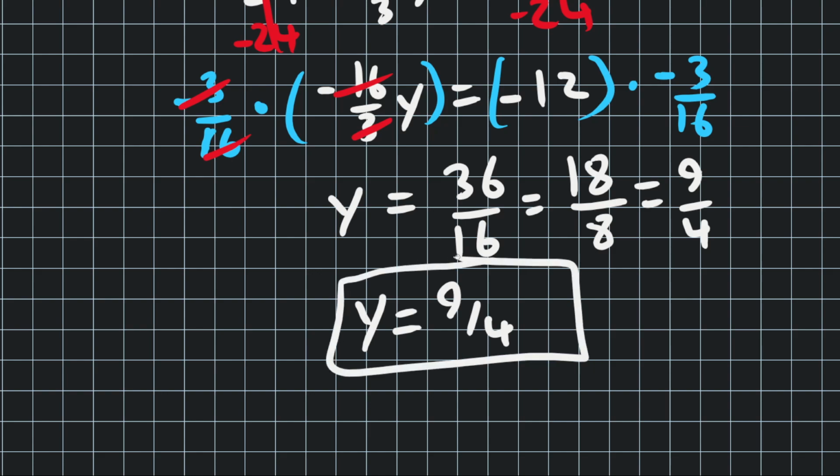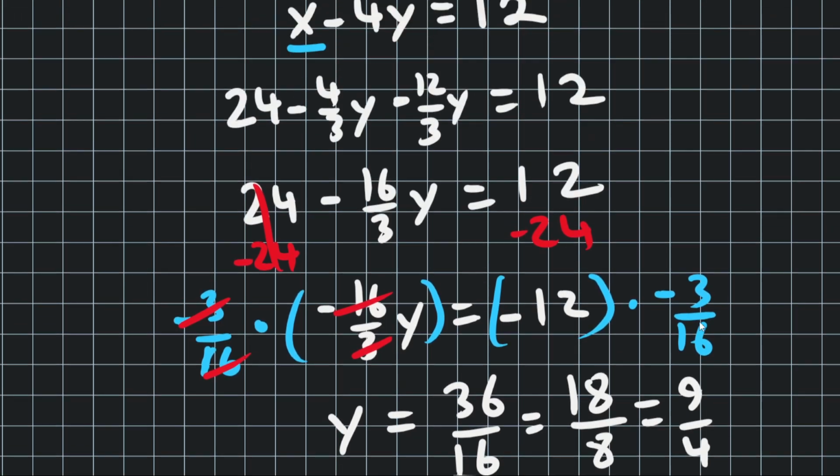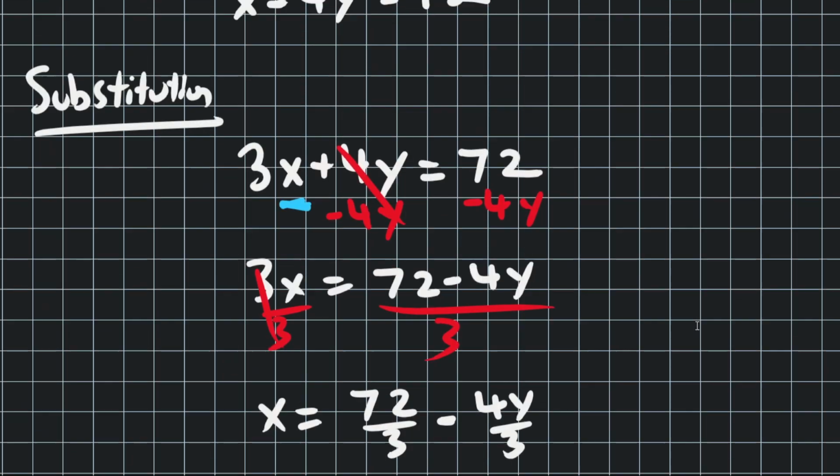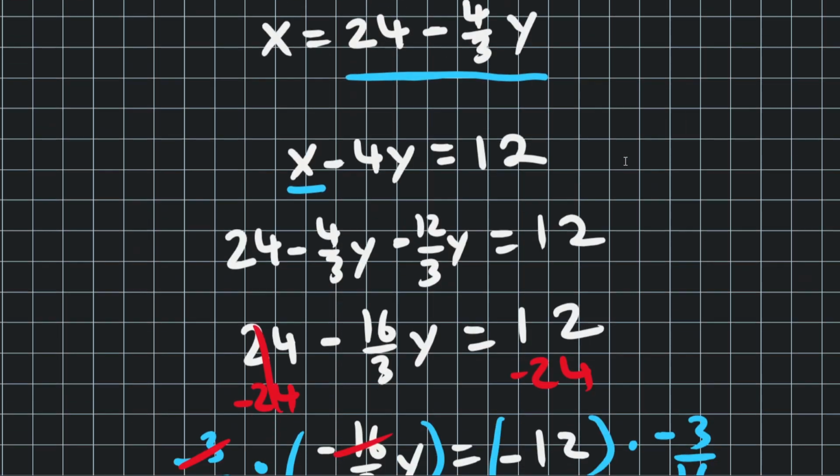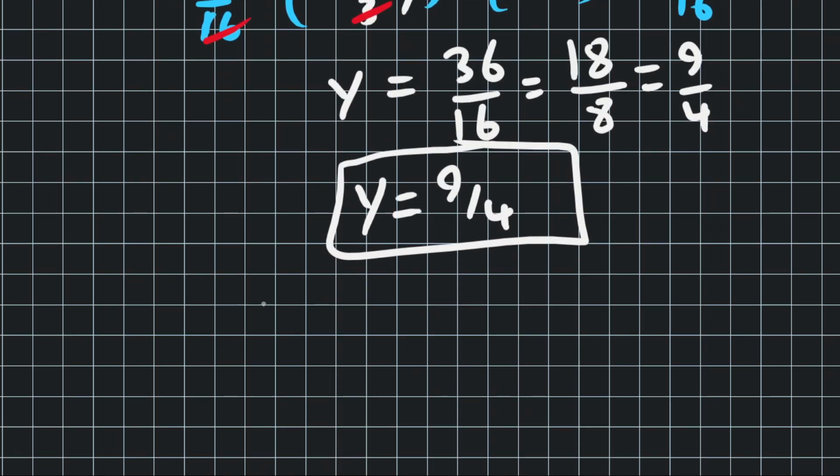So we solved for y, and it becomes very easy to solve for x, because all we have to do is take any one of these equations, and I'll just take this one, x minus 4y equals 12. So x minus 4y equals 12.